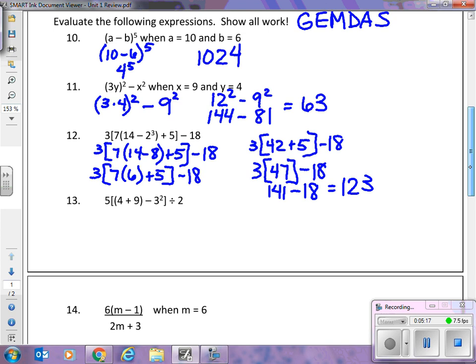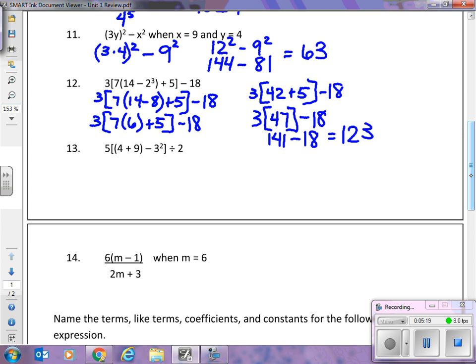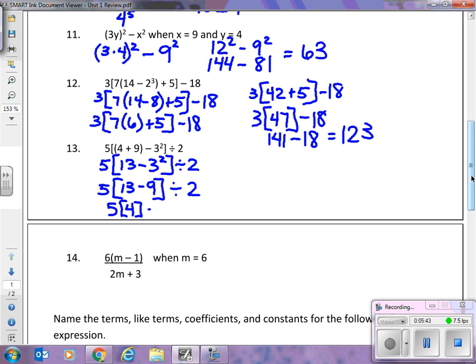For number 13, again, we have brackets and parentheses, so inside the brackets, go to the parentheses. 4 plus 9 is going to be 13, minus 3 squared, divide by 2. Okay, then we're still staying in the brackets. We want to do exponents next, so that gives us 5 times 13 minus 9 in brackets, divide by 2. Then we want to still stay in those brackets. 13 minus 9 is 4, so 5 times 4 divide by 2.